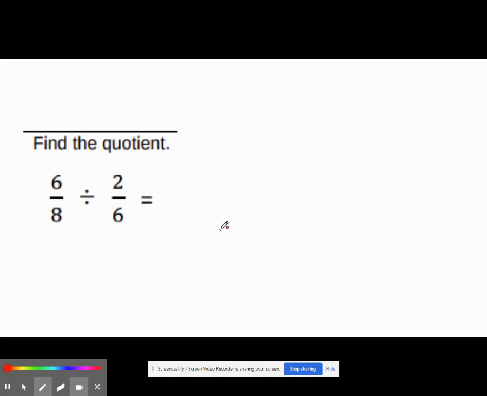All right, I'm going to go back to red because I think it's easiest to see. So whenever we divide fractions, we're going to keep, change, and flip. Talked about this a few times. So we'll keep our first fraction the same. 6/8 will stay the same. We'll keep him the way he is.